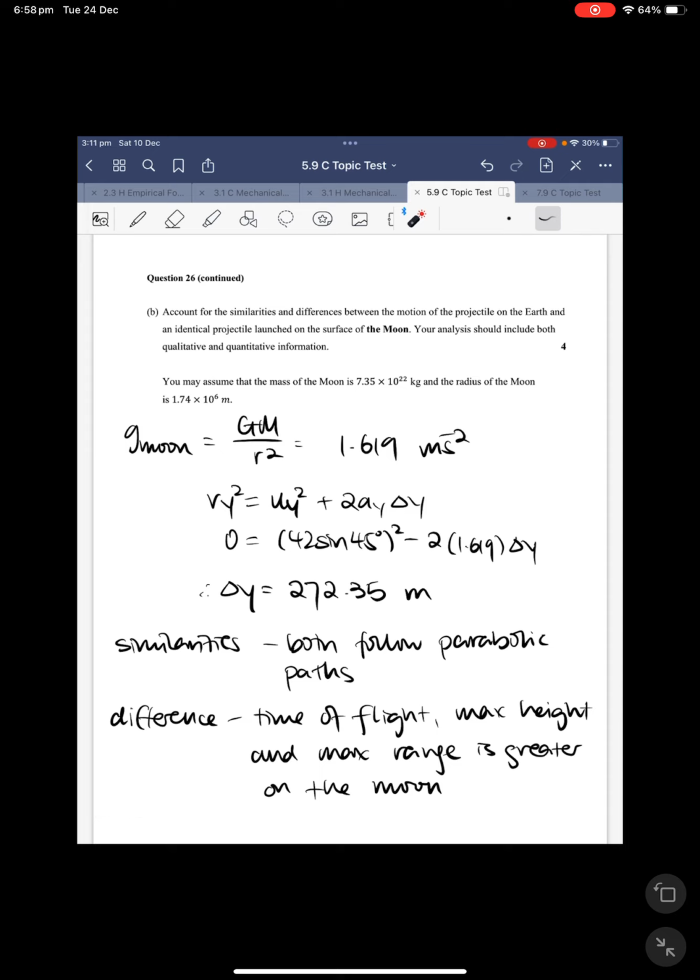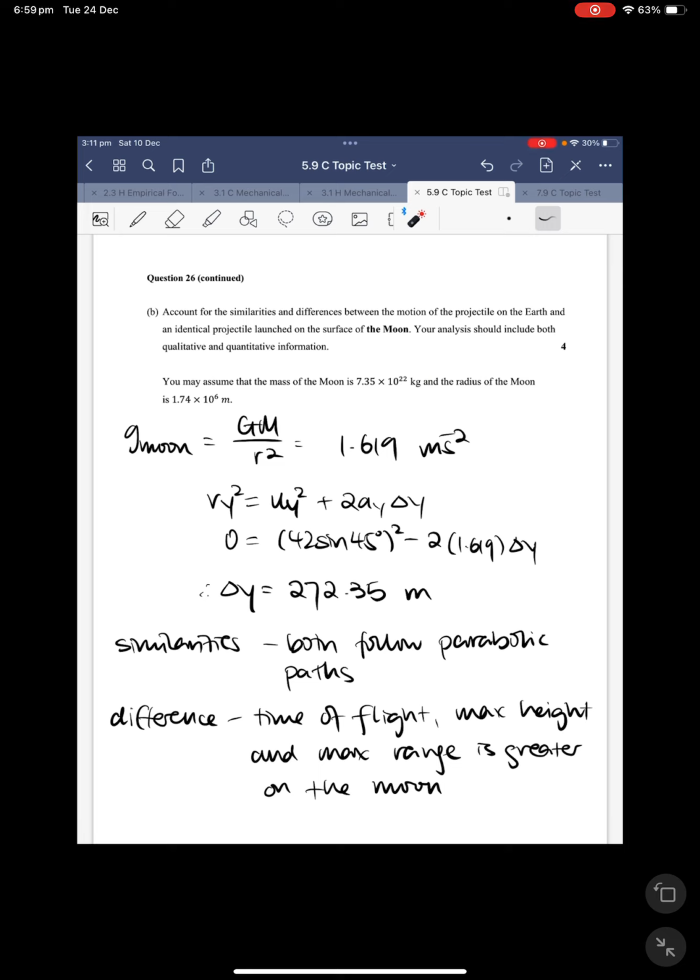Alright, the next question is dealing with the similarities and differences between the Earth and the Moon and projectile motion. So, account for the similarities and differences between the motion of the projectile on Earth and an identical projectile launched on the surface of the Moon. Your analysis should include both qualitative and quantitative information. You may assume that the mass of the Moon is 7.35 times 10 to the 22 kilograms, and the radius of the Moon is 1.74 times 10 to the 6 meters.